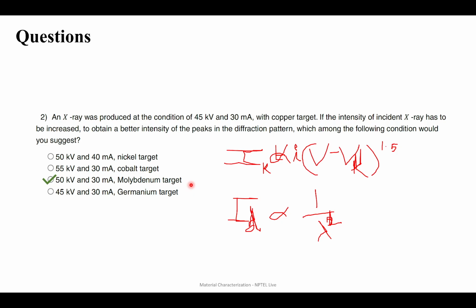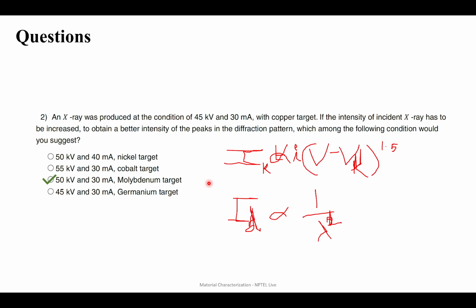So 50 kV is not exactly required. You just need some voltage above your critical voltage. So let's say for copper, your critical voltage is around 8 kilovolts. Any voltage above 8 kilovolts will result in copper K alpha radiation. For molybdenum, that voltage is around 20 kilovolts.